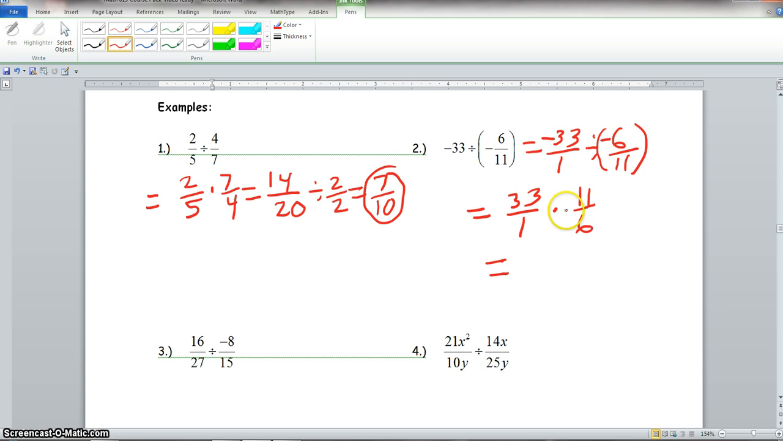Now we multiply. 33 times 11 is 363, and 1 times 6 is 6. The greatest common factor that they have in common is 3. So we divide the numerator and denominator by 3. 363 divided by 3 will give you 121. And 6 divided by 3 is 2. And they have nothing else in common, so this is your final answer.